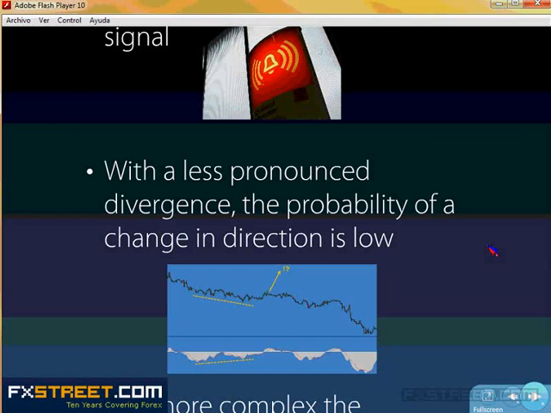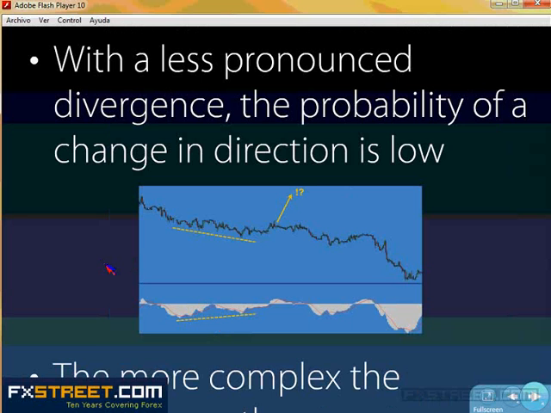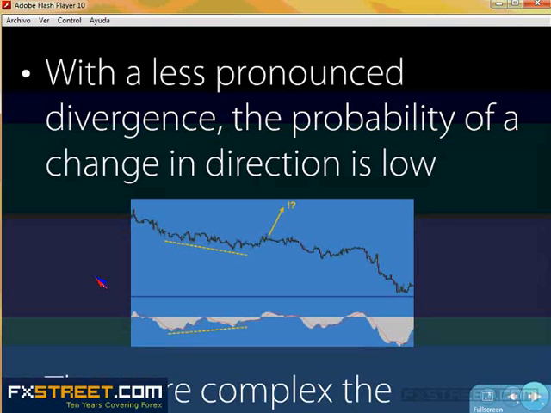With a less pronounced divergence, the probability of a change in direction is low. This is similar to the point we've seen on momentum indicators, that we need extreme levels. So if you have identified a divergence, like we see here in this chart, where the levels are not extreme and the price action is also not showing an extended movement in one direction, then you had better be cautious with this kind of situation. We need well-pronounced divergences to have an assurance that the probability of a change in direction is high.